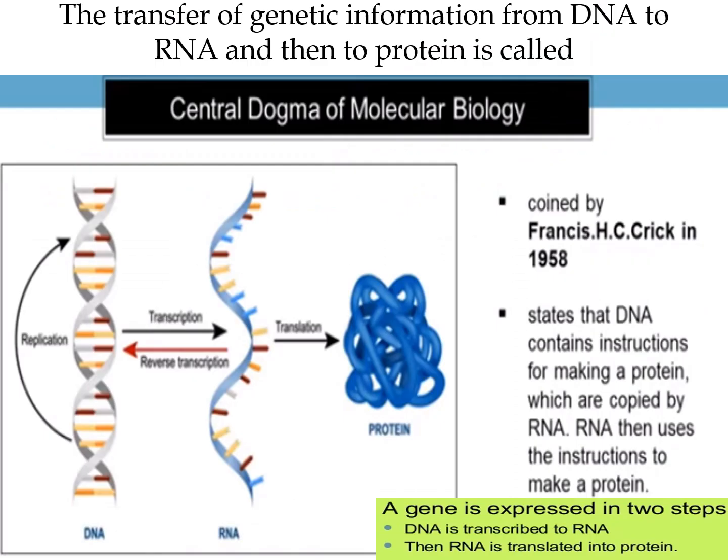And in molecular biology, the transfer of genetic information from DNA to RNA and then to protein is called central dogma of molecular biology. This is very, very important in molecular biology. So all the other topics are related to this central dogma of molecular biology. This central dogma was coined by Francis Crick in 1958. So this theory, central dogma, states that DNA contains the instruction for making a protein, which are copied by the RNA. Then RNA uses the instruction to make a protein.